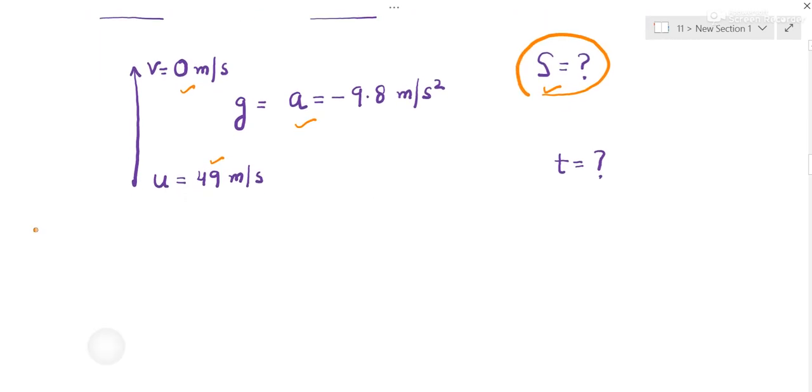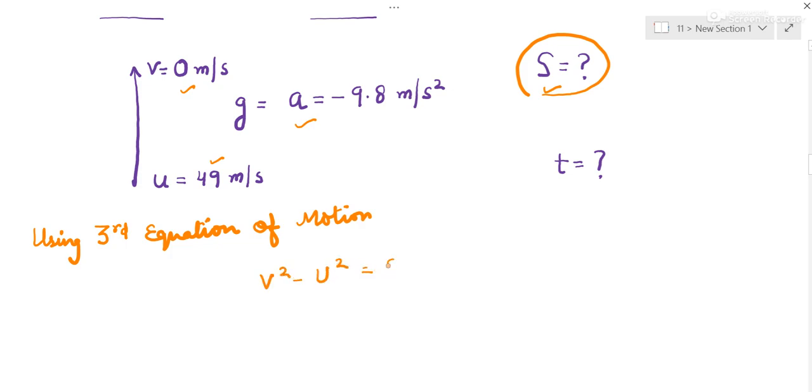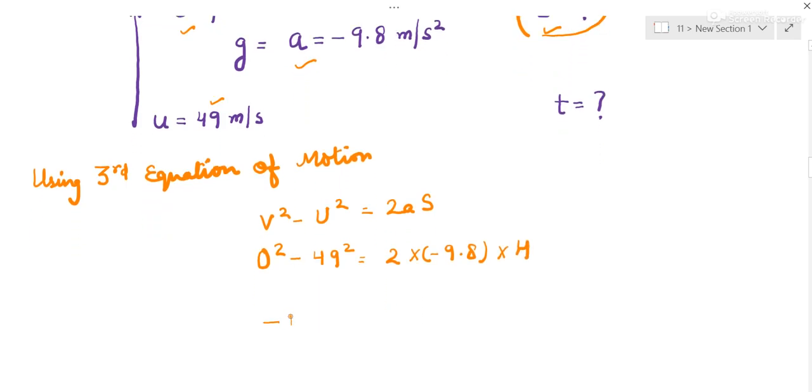Third equation. So let us use the third equation of motion. Using third equation of motion, it is V square minus U square is equal to 2AS. So V is 0, 0 square, U square is 49 square. It is 2 into minus 9.8, A is minus 9.8 and S height is to be calculated. Okay, so this 0 is 0, this is minus 49 into 49.